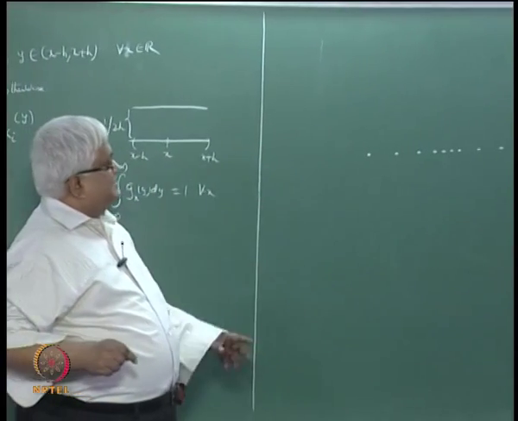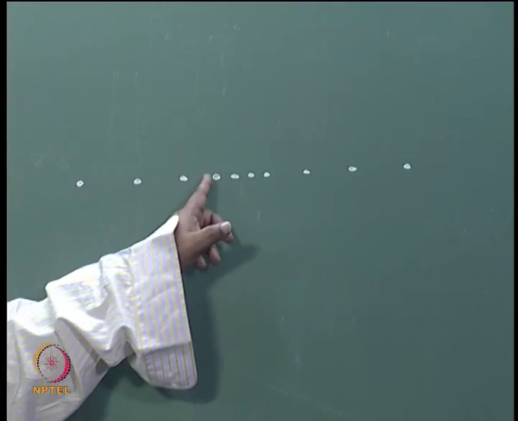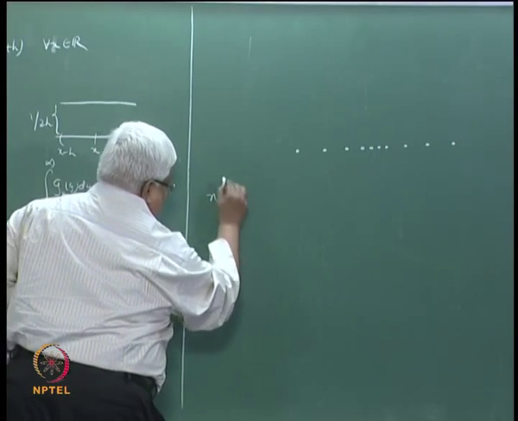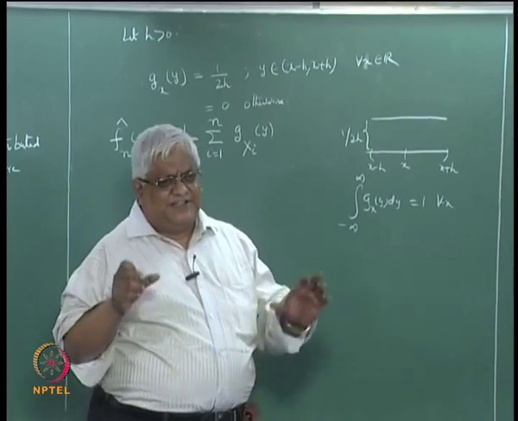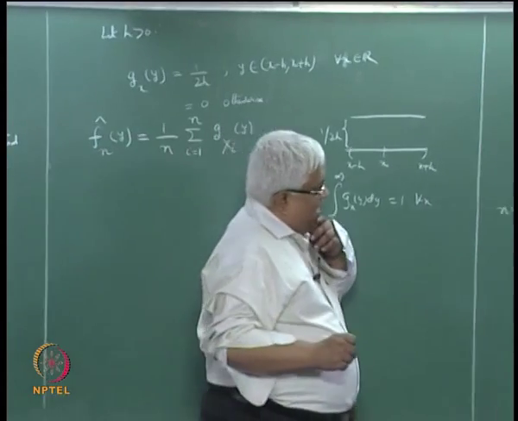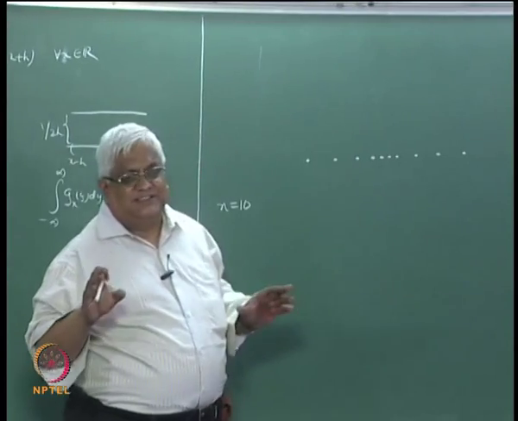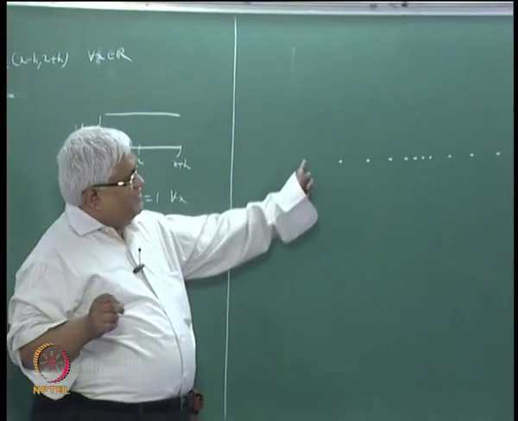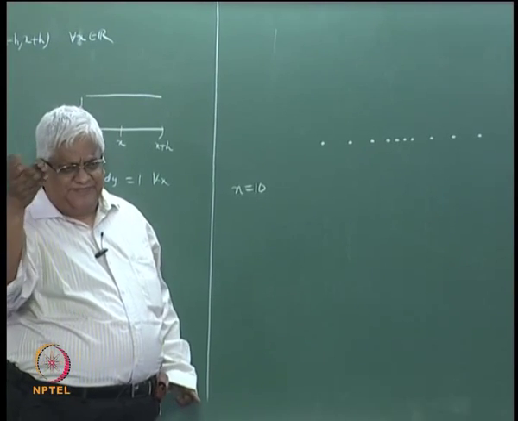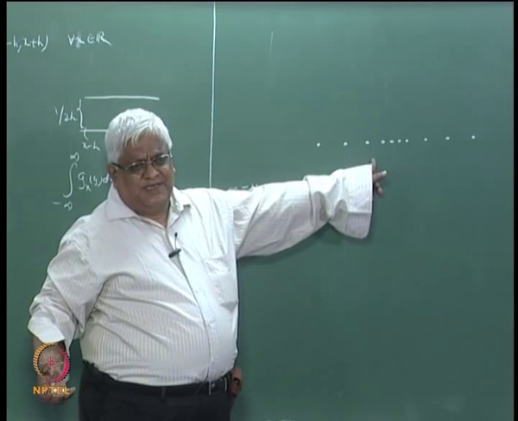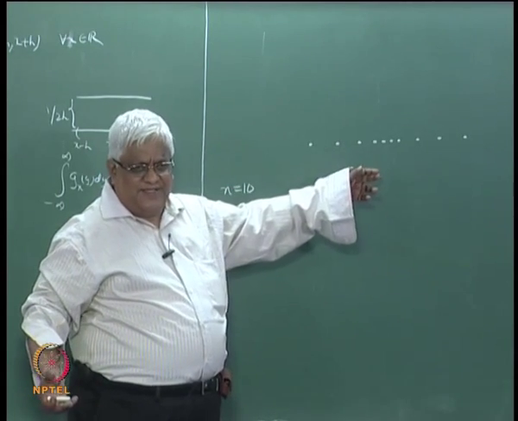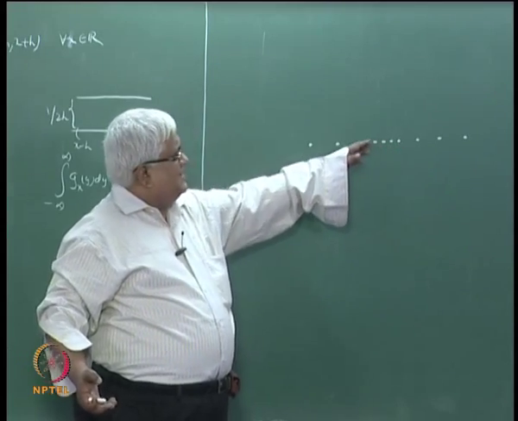Say this is our given data set. How many points are here? 1, 2, 3, 4, 5, 6, 7, 8, 9, 10 points. So n is equal to 10. Now we are supposed to estimate the density function. Where do you think the density would be high given these 10 points? Somewhere here, right, and then the density is decreasing.